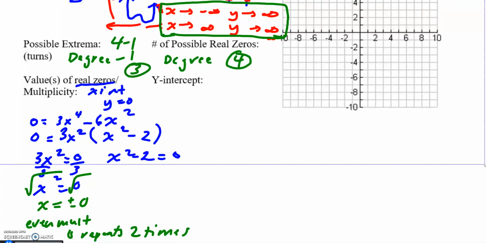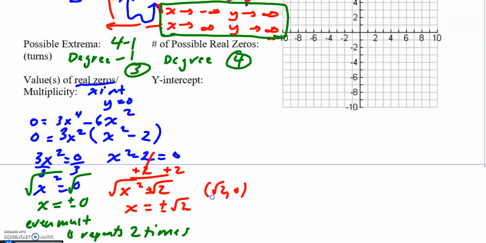However, when I solve x squared minus 2 equals 0, if I add 2 to both sides and have x squared equals 2, and I take the square root, I would get x equals plus or minus root 2. So this means I would have a zero at positive root 2 comma 0 and negative root 2 comma 0. Both of these have an odd multiplicity because the root only happens once, unlike 0, 0, where the multiplicity happens twice. That will all come into play when I graph it in just a minute.